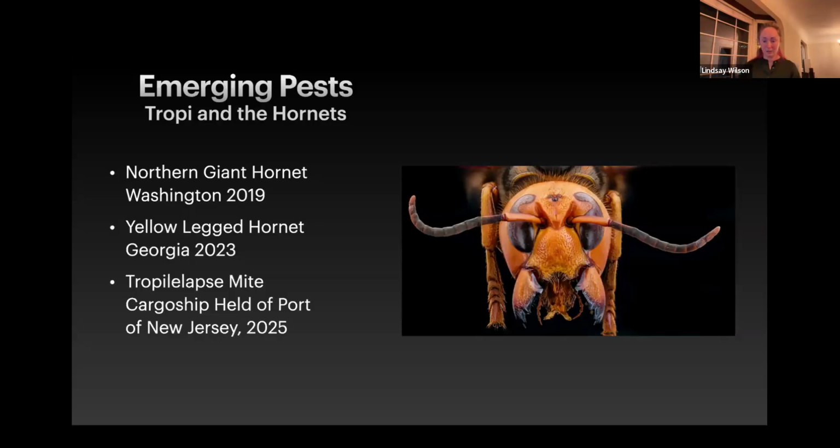The northern giant hornet, that's this beautiful girl we have in front of us on the slide. She's from Japan. She's gigantic, kind of like Godzilla. She was introduced in Washington State in 2019. The yellow-legged hornet, we'll meet soon. She came to Georgia in 2023, twice, on tour. And then the Tropilaelaps mite had a very close encounter with us here. She got as close as off the coast of New Jersey in October.